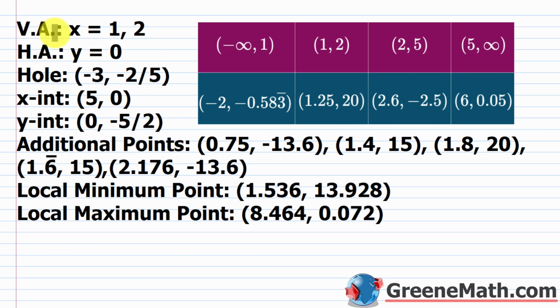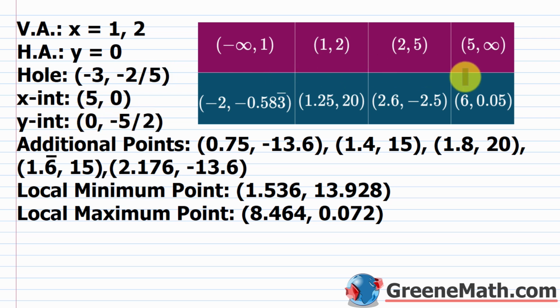So for the vertical asymptotes, again, it's x equals 1, and then also x equals 2. We know the multiplicity of each 0 associated with forming those vertical asymptotes is going to be 1. That's an odd multiplicity, so we know that behavior. The horizontal asymptote is y equals 0, or the x-axis. We know that we're going to impact that at your x-intercept, which is 5 comma 0. The hole in the graph is at negative 3 comma negative 2/5. The y-intercept is 0 comma negative 5 halves.